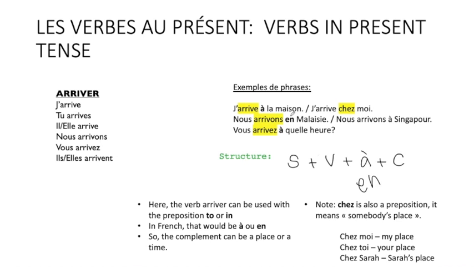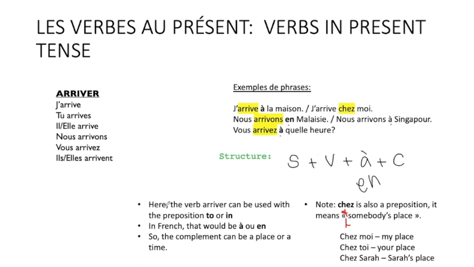Or I arrive at the house. J'arrive chez moi. I arrive at my place. Chez is also a preposition, but it means at somebody's place. Nous arrivons en Malaisie. We arrive in Malaysia. En in general means in. When you're talking about countries, usually you use en, but there is an exception. I will explain that in a separate video. And then lastly, you can say vous arrivez à quelle heure? You arrive at what time? This one is indicating time.